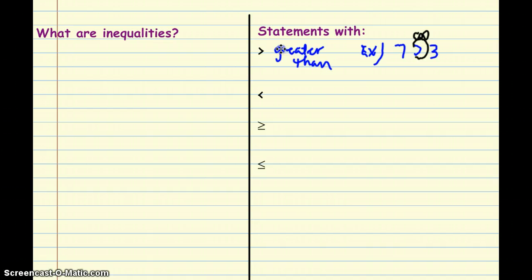So if this first one is greater than, then the second one is less than. If we want to use this in an example, we would say negative 10 is less than negative 2. The biggest difference between the next two is that you'll see this little half equal sign down below. So this third one is greater than or equal to.